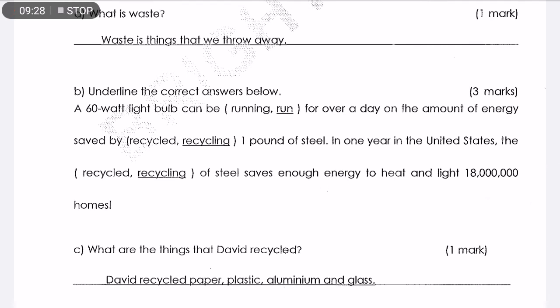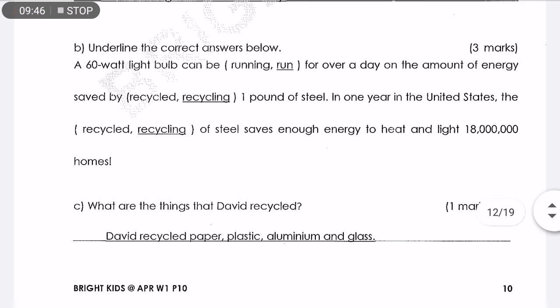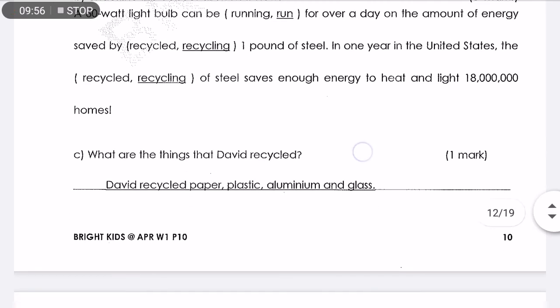Okay, let's look at the first one. A 60-watt light bulb can be run over a day. Okay, can be run over for a day as compared to can be running for over a day. So a 60-watt light bulb can be run over a day on the amount of energy saved by recycling 1 pound of steel. In 1 year in the United States, the recycling of steel saves enough energy to heat and light 18 million homes. Alright, so that's the answer for question B.